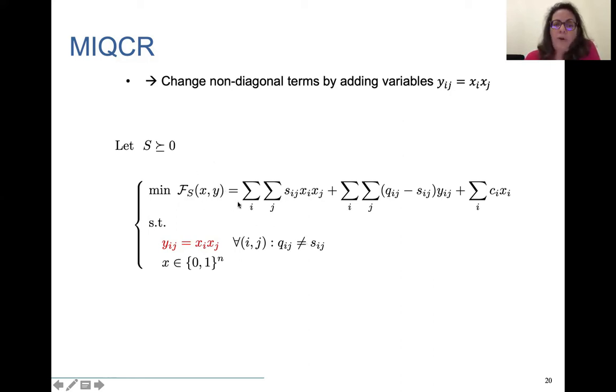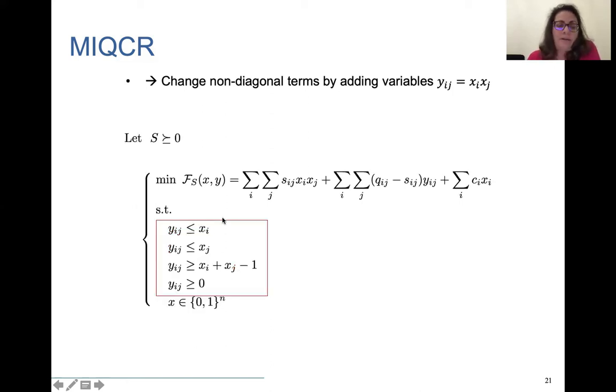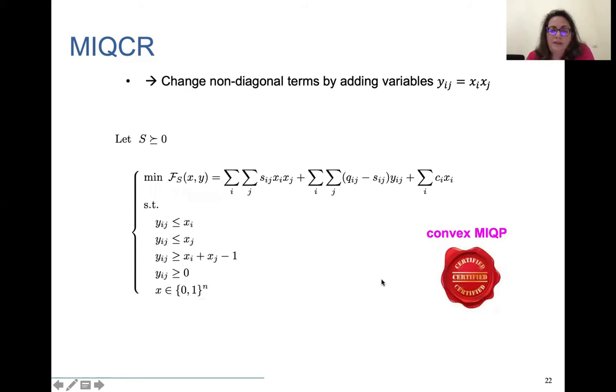Okay, now the quadratic part of this function is only this part. So it is convex if and only if matrix S is positive semi-definite. Now if S is PSD, the function is convex, but this equality is not convex, and as the variables are binary, we can replace it by these inequalities, and we are done, because here we have a convex MIQP.